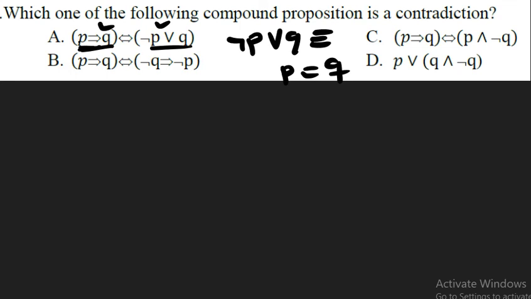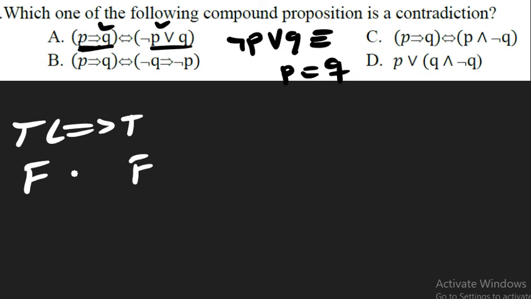So in case of bi-implication, remember, if both are true or if both are false, the outcome will always be true.